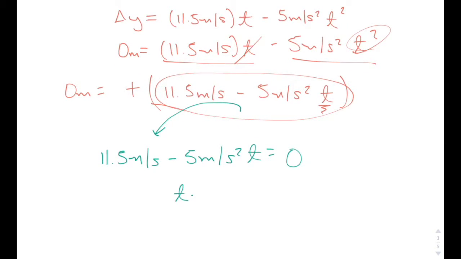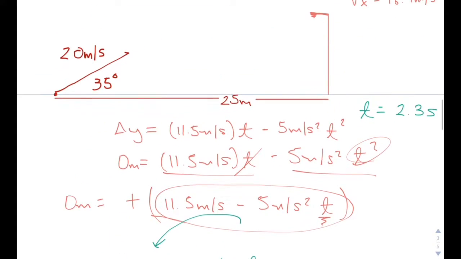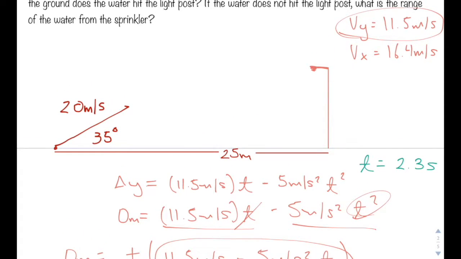When we solve for t, we get that t equals 2.3 seconds. In that case, we subtract the 11.5 to the opposite side and divide by negative 5 meters per second squared, and then t equals 2.3 seconds. So we've got the total time of the projectile figured out. Now we can solve for the range, because we've got the horizontal component and the time of the projectile. Just eyeballing it, 16.4 times 2.3 is definitely greater than 25 meters, something around 30 or more. So we know that the water does at some point hit the light post.